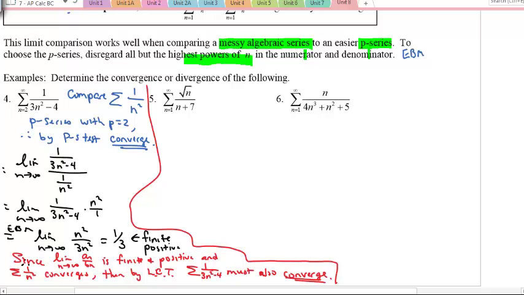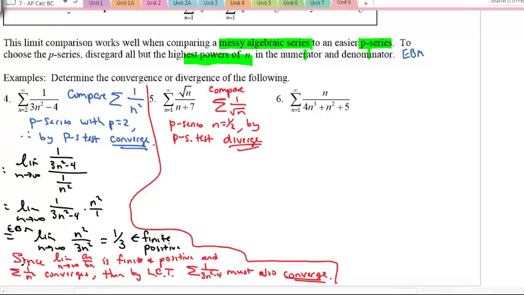Alright, let me show you number 5, and then maybe I can get you to attempt number 6 on your own. Once again, what are you going to compare this to? It's root n on the top and n on the bottom. That simplifies probably to the sum of 1 over root n. Once again, in this case, this is a P series with p equals 1/2. So then by the p-series test, we know this must diverge.